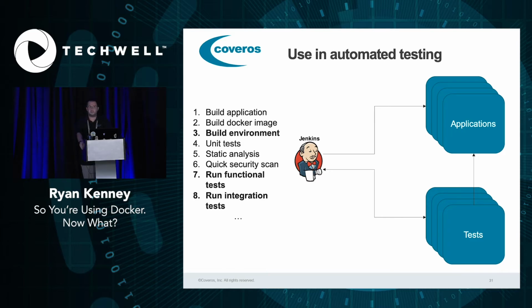So how do we use this in automated testing? I've got a very, very simple pipeline here on the left that can illustrate some of the benefits that we get from it. For starters, we build our application, we build our Docker image, and then we can build our environment. This is an interesting trick, because this can be done asynchronously, this allows us to do things like unit tests, static analysis, whatever security scanning we want to do, whatever you've got in your CI pipeline before you're ready to run your functional and integration tests.